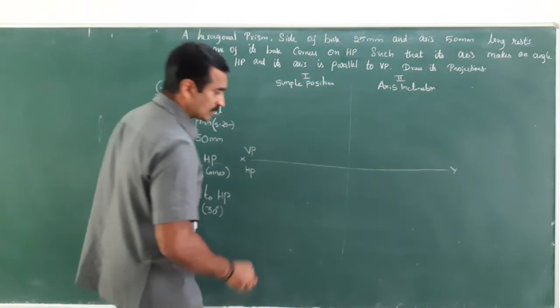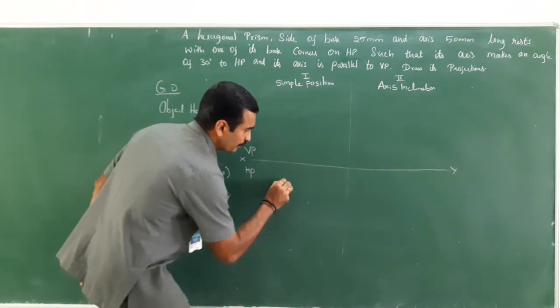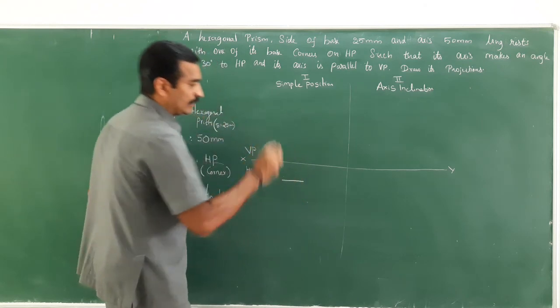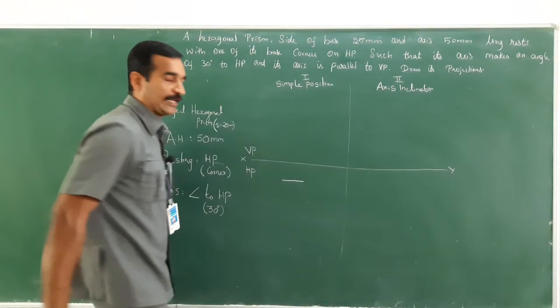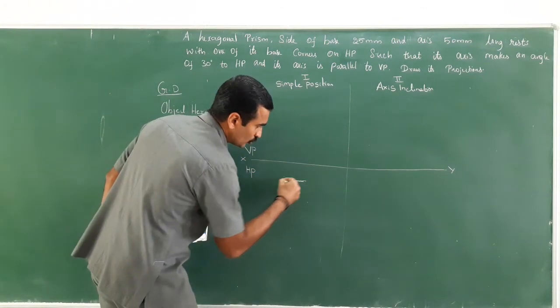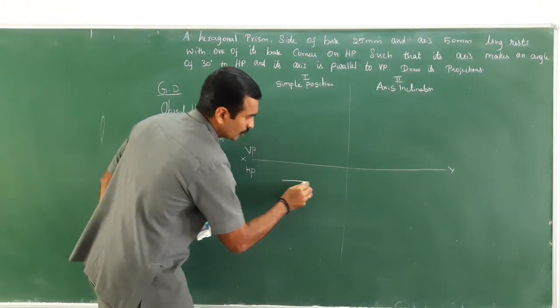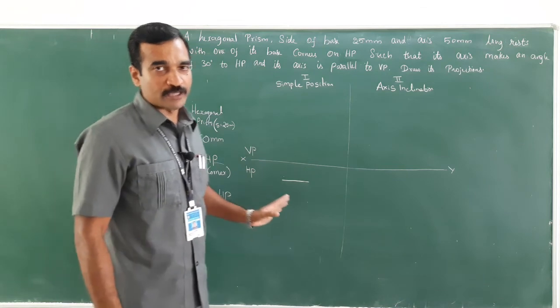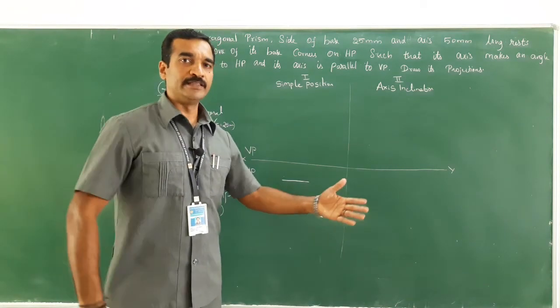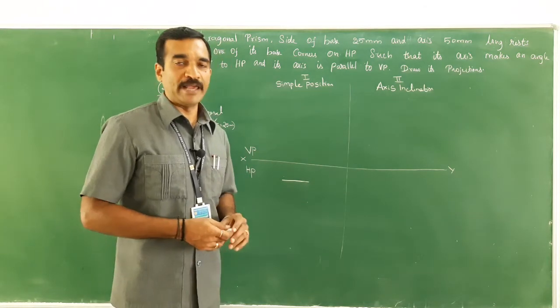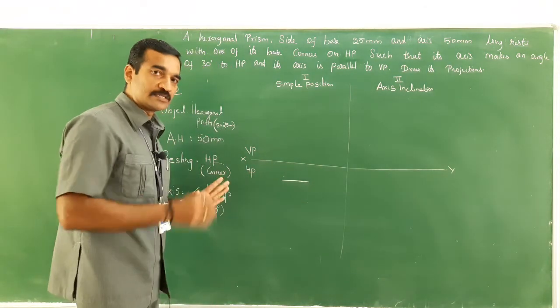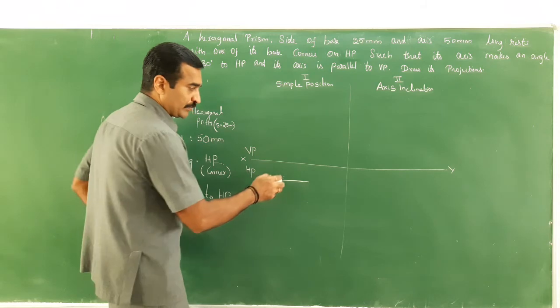So in that case, what I have to do is draw a line parallel to XY of side 25 mm. You know the procedure how to draw the hexagon. I taught you in the previous unit, projections of planes, right? So again I just tell you how to draw it.